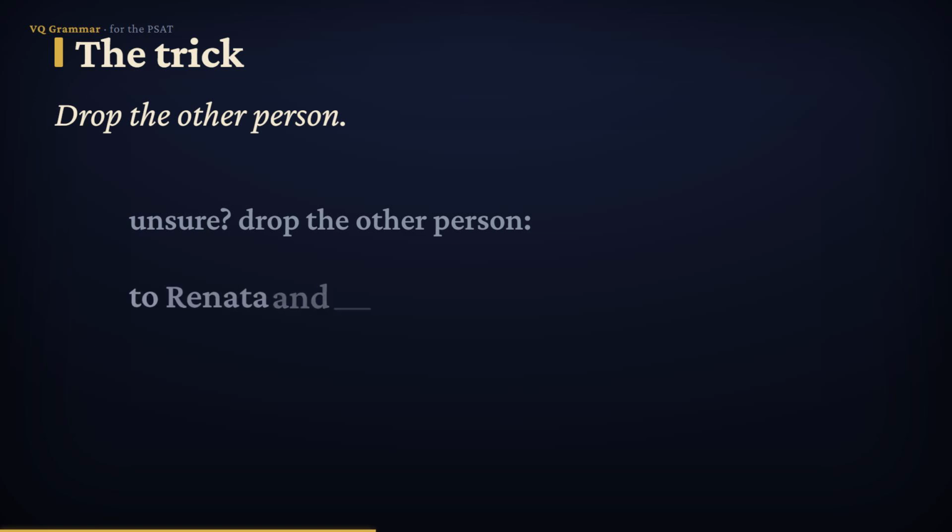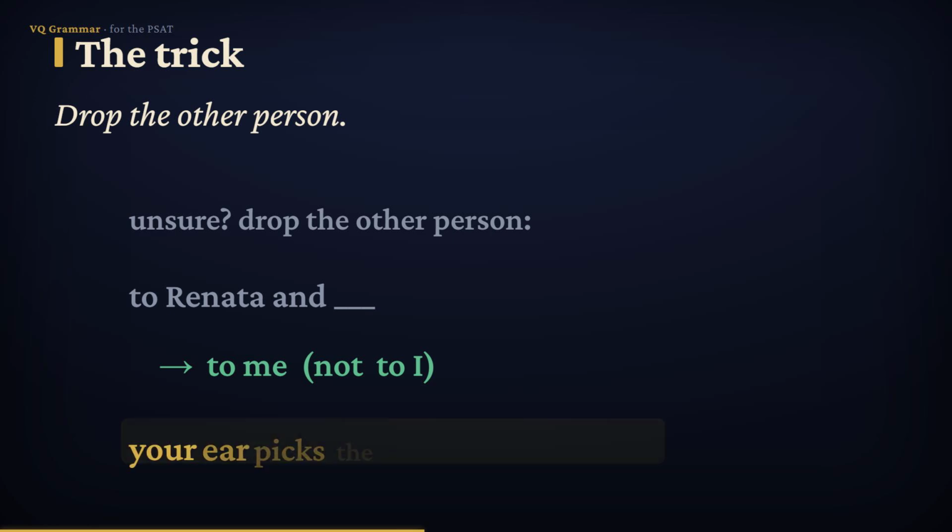Here's the trick that makes it foolproof. When you're unsure, drop the other person and let just the pronoun ride with the preposition. To Renata and blank? Drop Renata and you hear to me, never to I. Your ear knows the answer the moment the pronoun stands alone. So drop the other person, keep the preposition, and the right form pops right out.